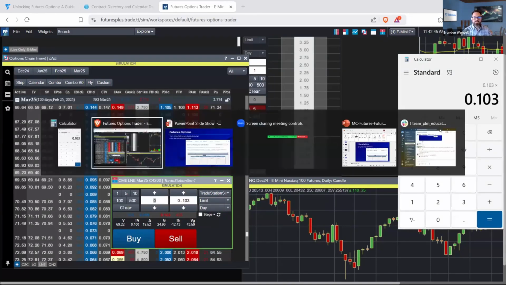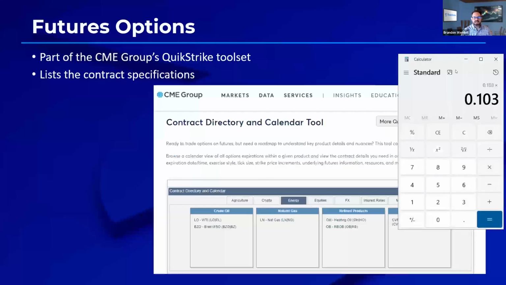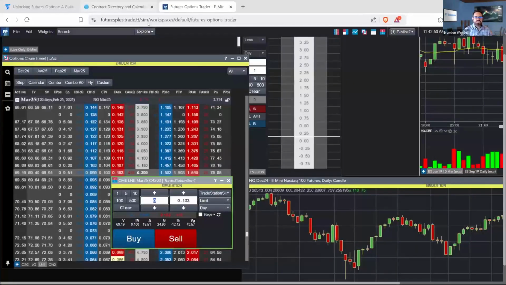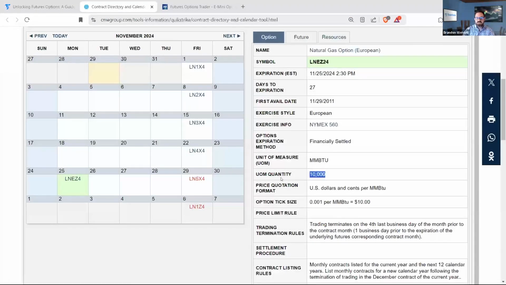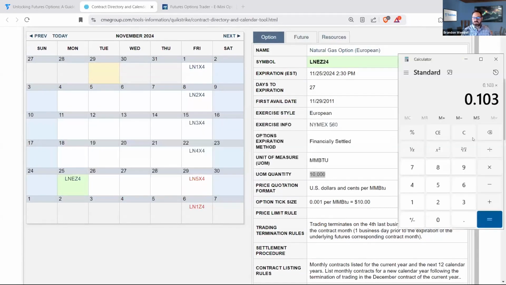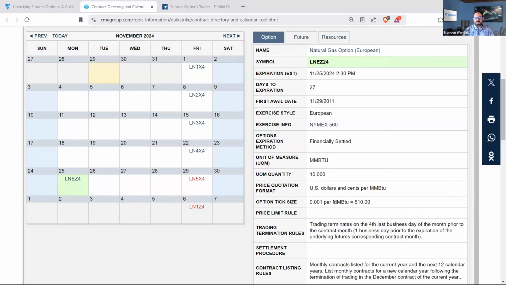Well, that point value is in that contract and directory tool, right there. Quantity, UOM quantity, 10,000. So now I know by going back to my calculator, I just multiply that by 10,000, and it's 1,030 for that contract. That's pretty cool. I can see all that information.